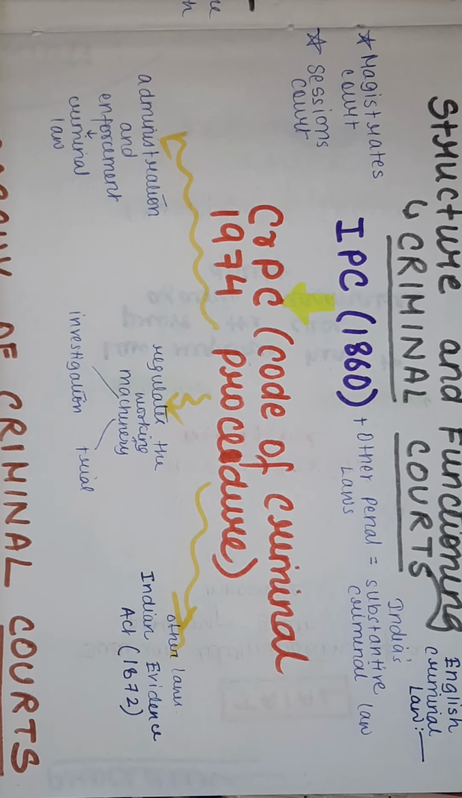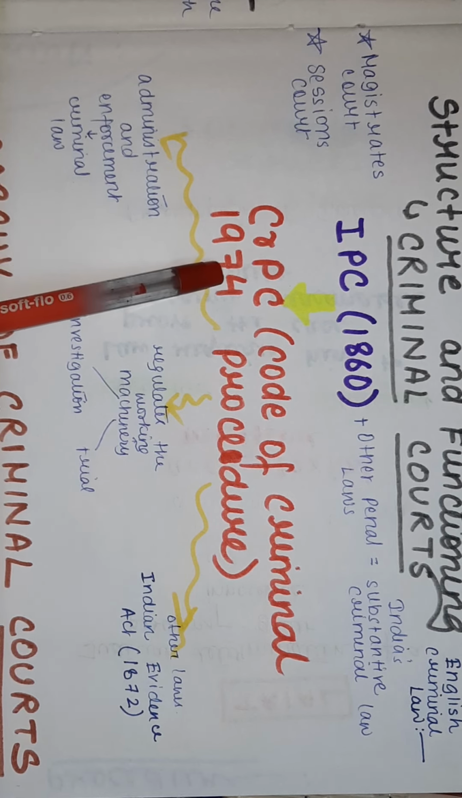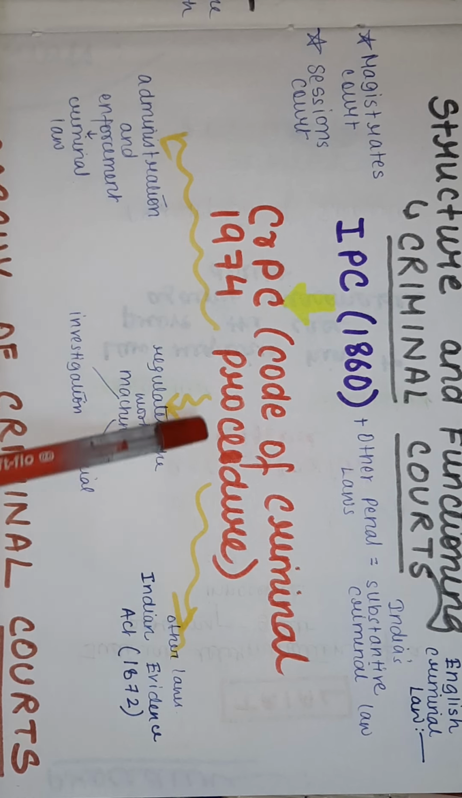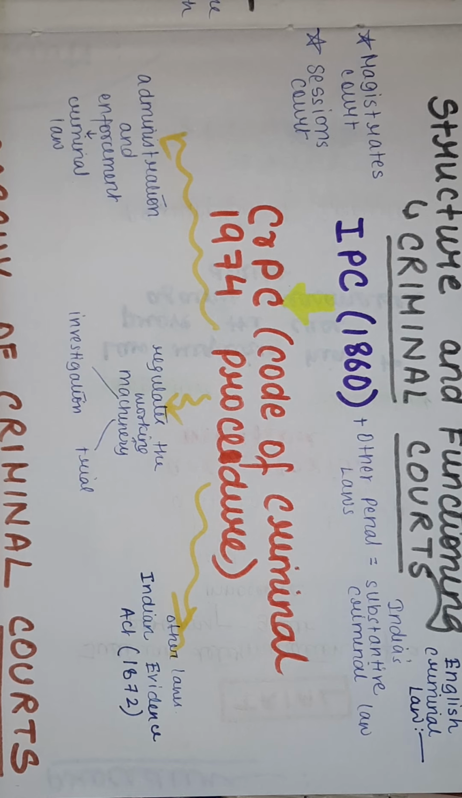Now CRPC 1974 was enacted with primarily three objectives. We'll look into that. Please don't ask me why it is CRPC. It's just named like this because it's Criminal Procedure Code, but you will write Code of Criminal Procedure. There is only one E here. So the first objective is administration and enforcement of substantive criminal law in India.